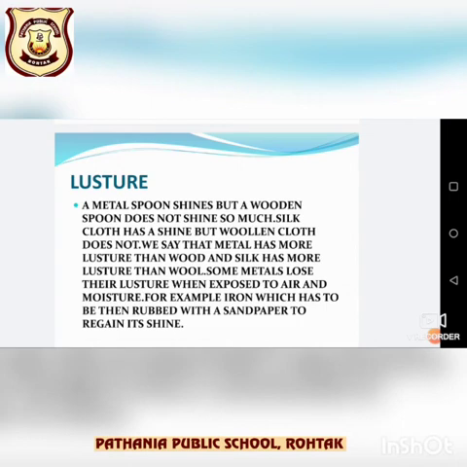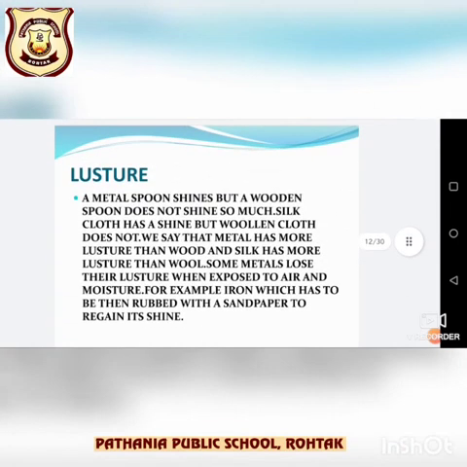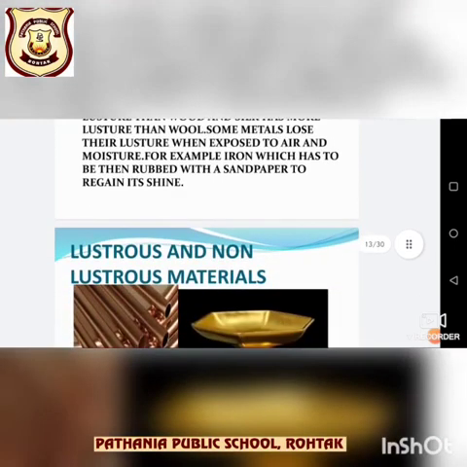For example, iron, which has to be rubbed with sandpaper to regain its shine, right? आपने सुना होगा, you have heard about the rusting of iron, जिसमें जंग लग जाता है, right? So जंग लगा हुआ iron कभी भी shiny नहीं होता है, right? Iron has to be rubbed with sandpaper to regain its shine. Okay, luster means shiny appearance.